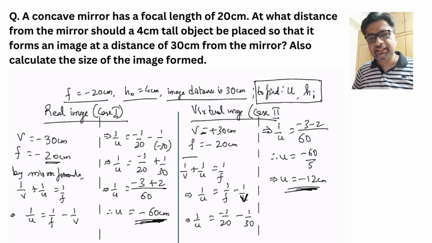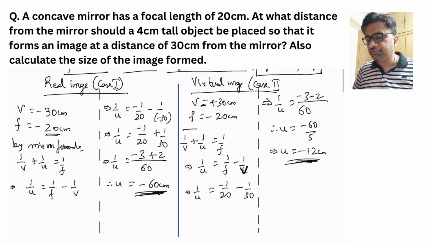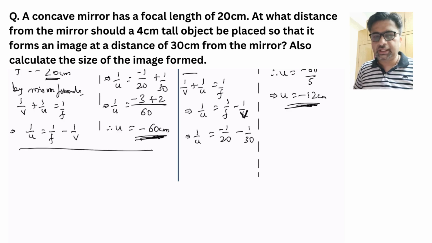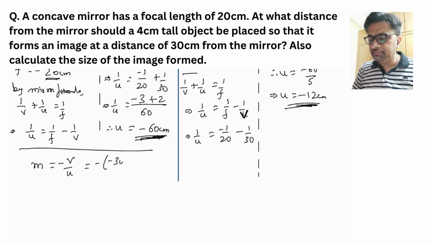Now let us do the second part of this question, which is all about finding the height of the image. Now from this detail that we have just found, we are in a position to calculate the magnification. So magnification here is, we know it's minus v by u for a spherical mirror. So in this case, it would come to minus of minus 30 divided by minus 60, and that is eventually going to be minus 1 by 2. We know Hi by Ho is equal to magnification, and that is equal to minus 1 by 2.